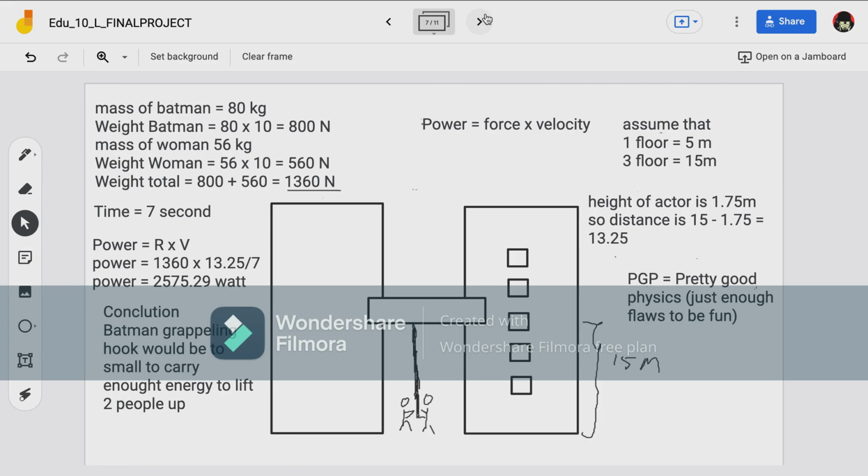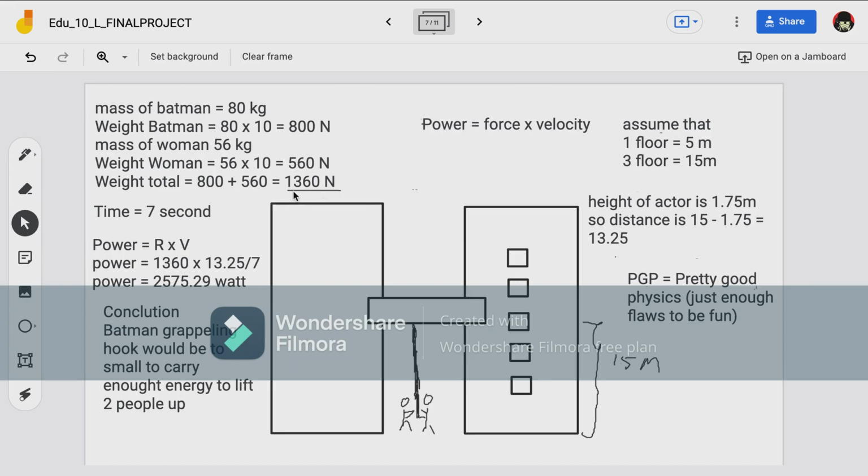So here's my calculation. First we need to find the newtons. The mass of Batman is 80 kilograms, so 80 times 10 equals 800 newtons. The mass of the woman was 56 kilograms, so 56 times 10 equals 560 newtons. So the total newtons is 800 plus 560 equals 1360.